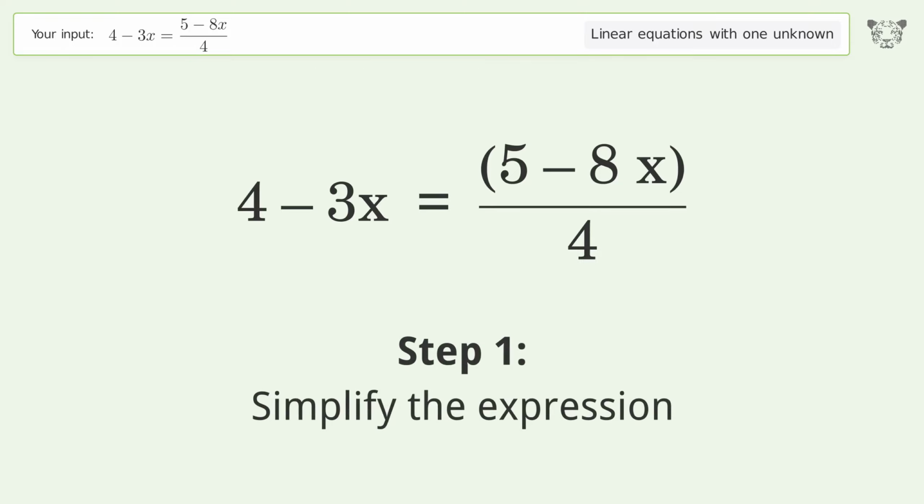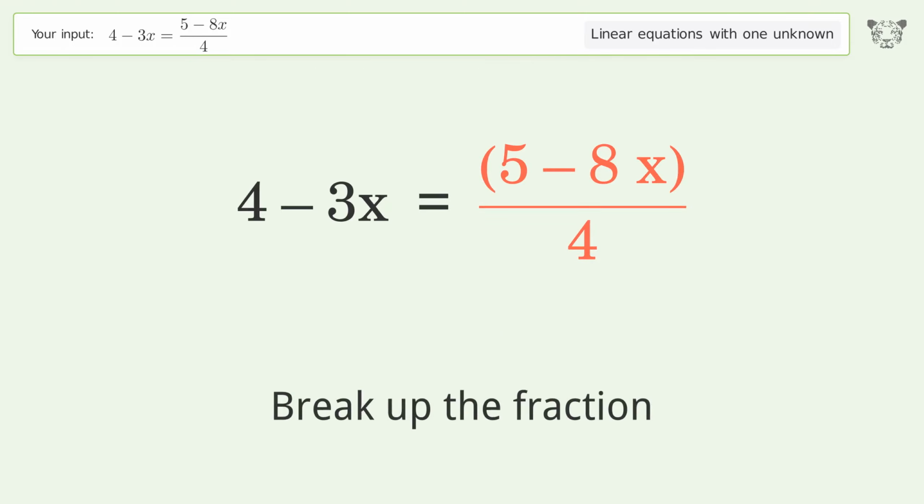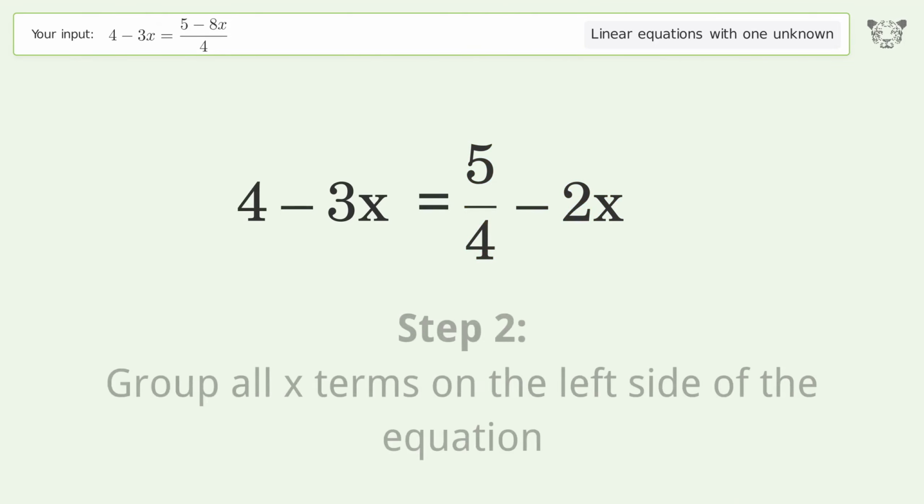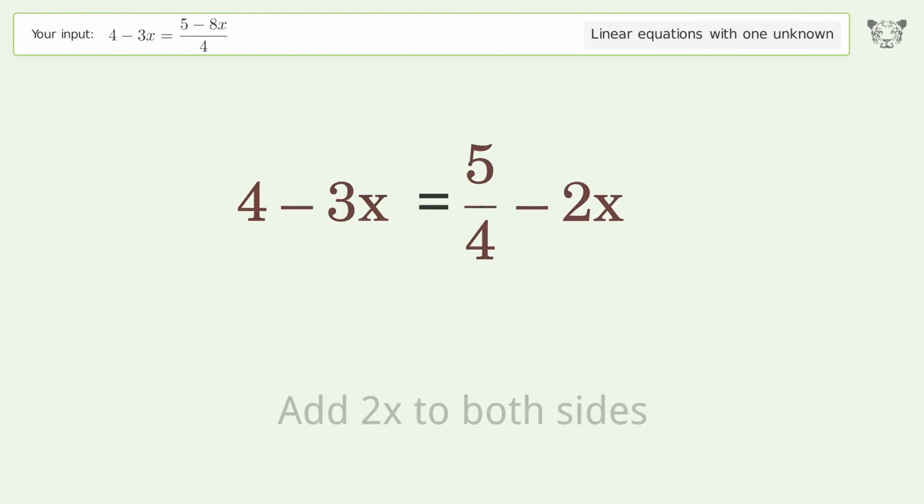Simplify the expression. Break up the fraction. Simplify the fraction. Group all x terms on the left side of the equation. Add 2x to both sides. Group like terms. Simplify the arithmetic.